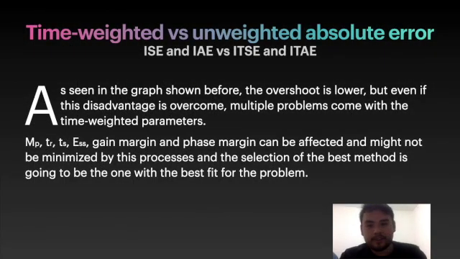So for these two processes, the rising time, the maximum overshoot, the settling time, and the steady state error, and also gain margin and phase margin can be affected and might not be minimized by the problems with the time weight, but we have for that case the other unweighted errors. This is, for example, to fit problems in which the ITSE or ITAE cannot reduce the overshoot or have a higher error in the steady state.